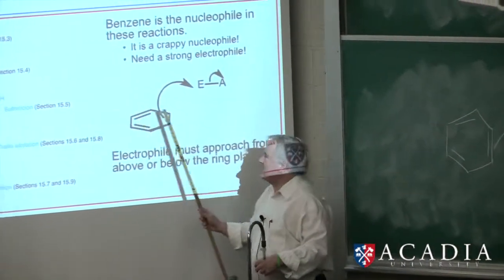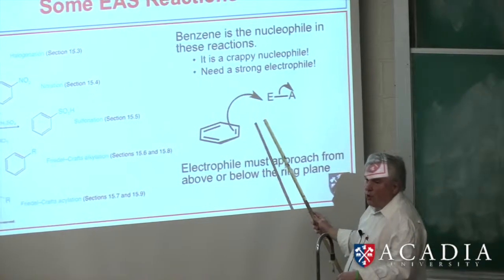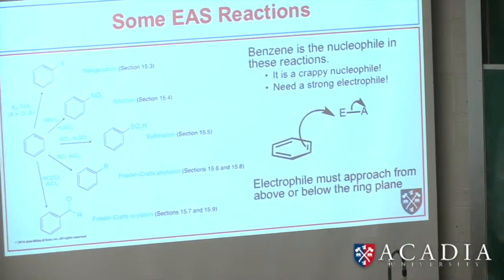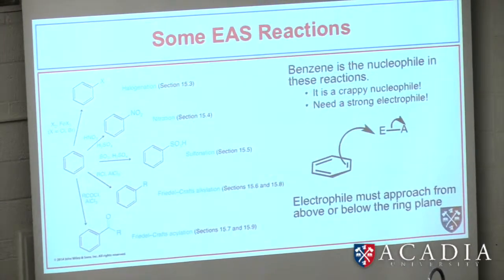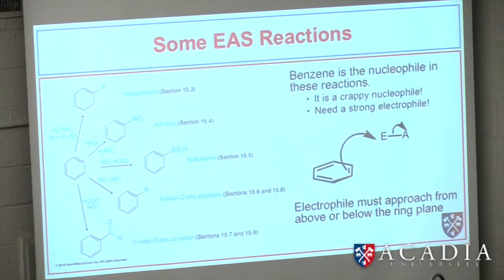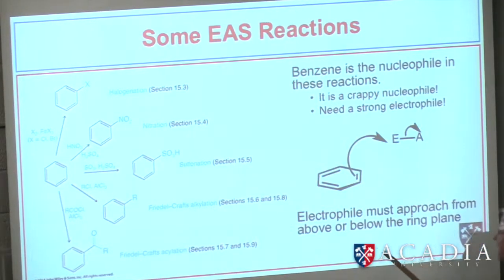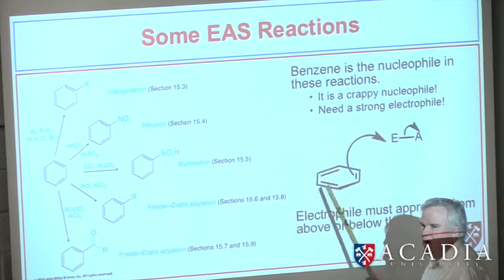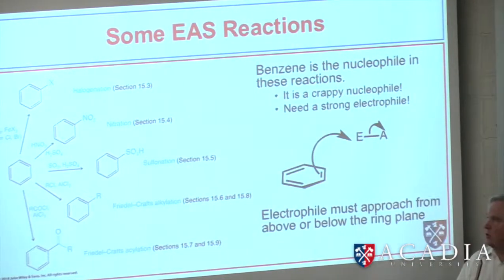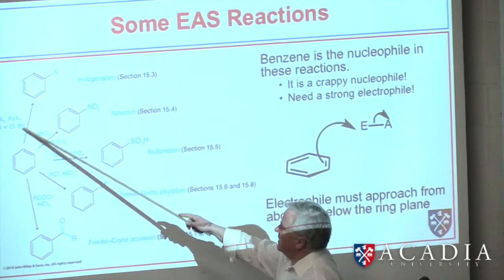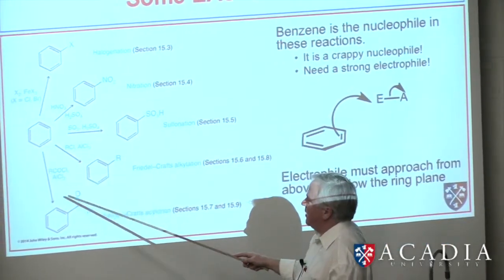We could also write this as an E plus and an A minus, or even just an E plus. So your electrophiles will come in many different forms. Sometimes it will be a cation, sometimes it will be a neutral molecule which is highly polarized and has a very electrophilic site. But these things are quite stable, so our electrophiles have to be quite reactive. Here, this is a little bit simpler than the last diagram. These are the reactions we're going to discuss probably today.